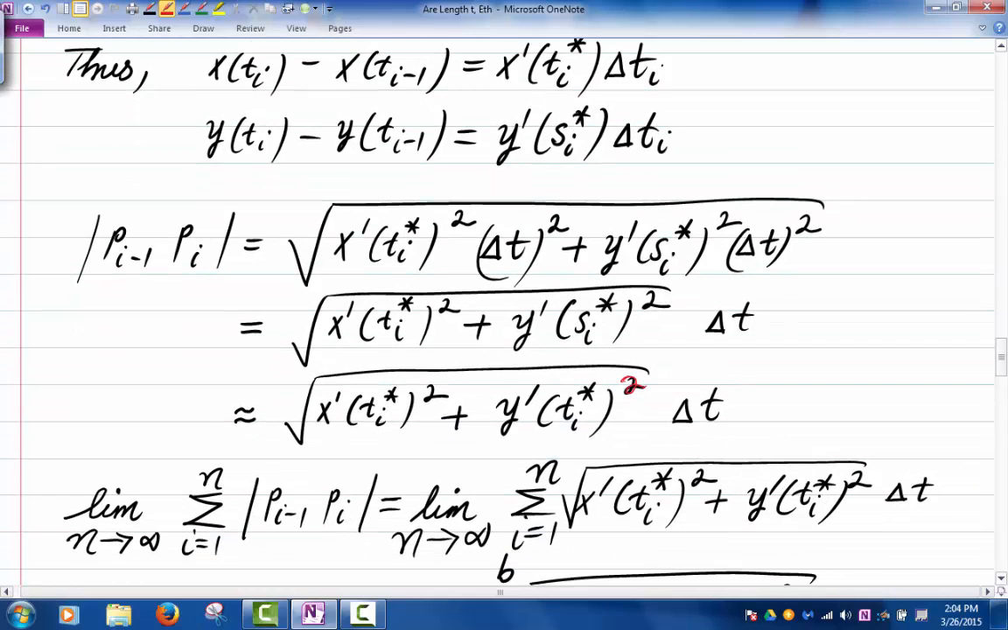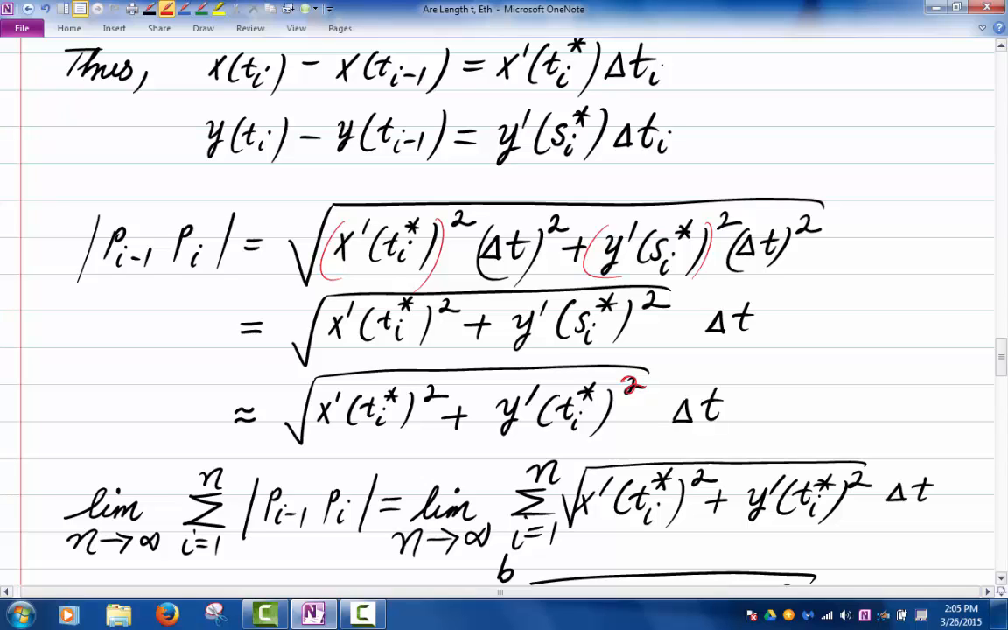And if I plug them in, I am going to get x prime of t_i star squared, delta t_i squared, plus y prime of t_i star squared, delta t squared, okay? So here, when I'm taking the square like this, delta t can be factored out from the square root, and you can rewrite the square root the way I did. So what do I have inside the square root then?